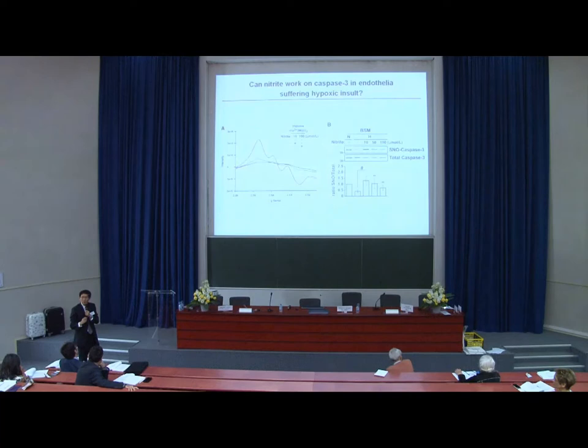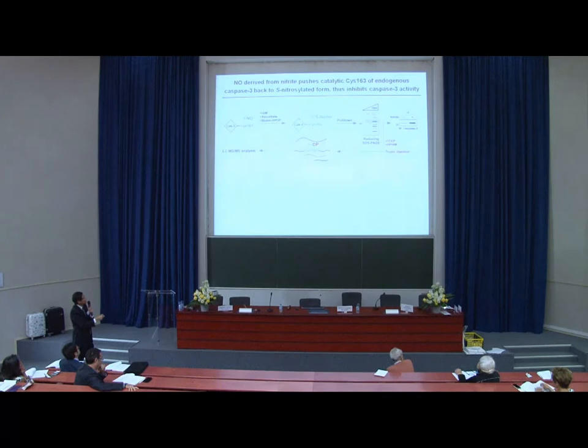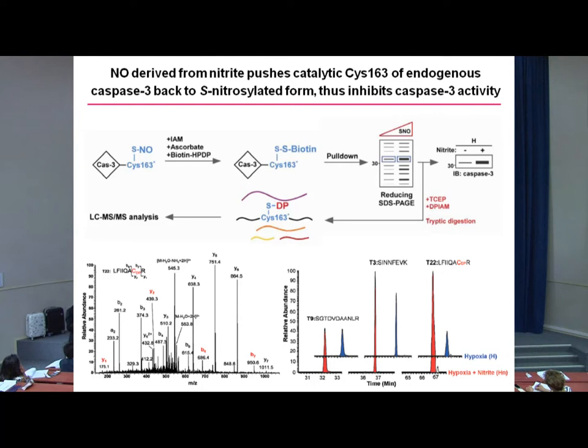All right, so we then use mass spec-based analysis to prove that the catalytic cysteine of caspase 3, which is cysteine 163, is the primary target of nitrite-mediated NO production under the hypoxic condition. I won't go through the details because this is pretty much similar to the biotin switch method I just introduced to you. Just looking at the data here, by LC-MS/MS analysis, we are able to show that the supplement of nitrite to the hypoxic endothelial cells would increase the S-nitrosation level of cysteine 163, suggesting that the catalytic cysteine is indeed the primary target of nitrite-mediated NO production.